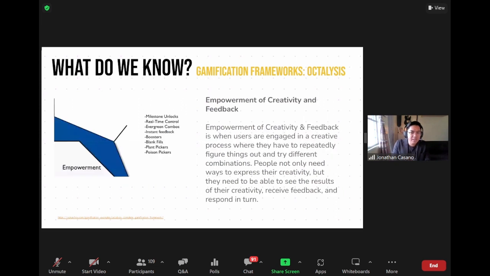Empowerment of creativity and feedback. Ito magkakaproblema dito kasi, especially in the education setting, it goes against some of the pedagogy that's being considered to be status quo at the moment. Kasi how can you empower creativity and check all those submissions too? You get what I'm saying?